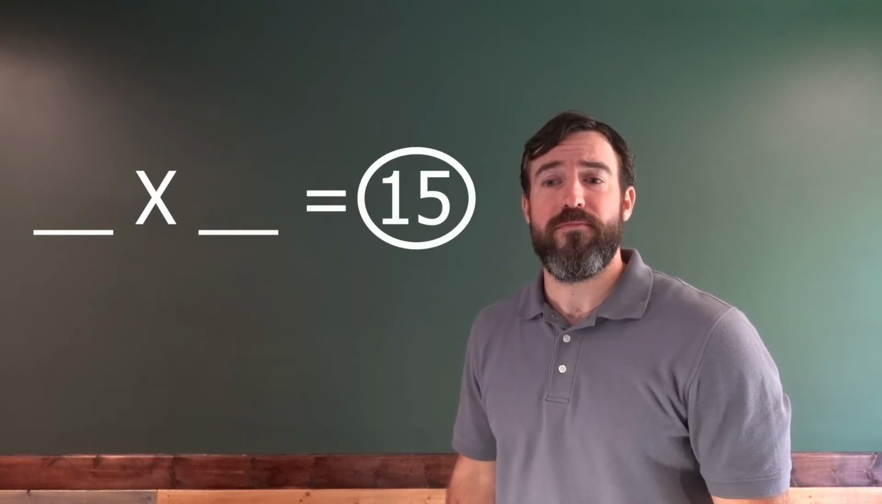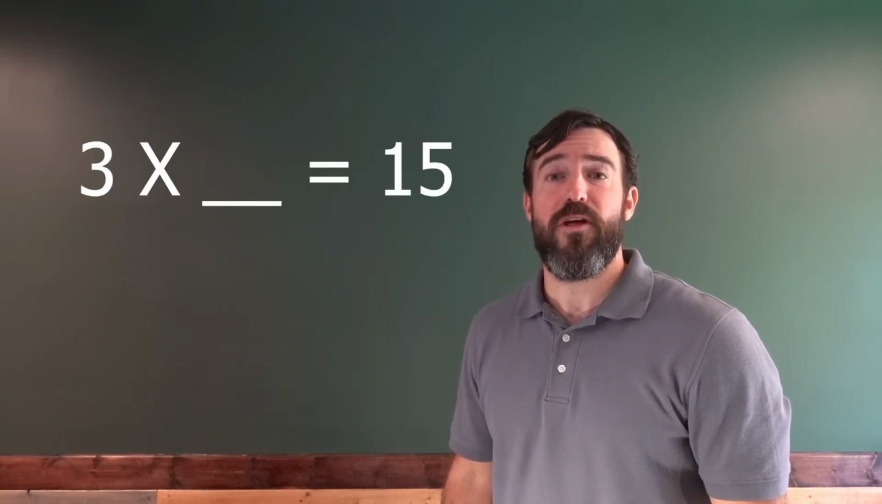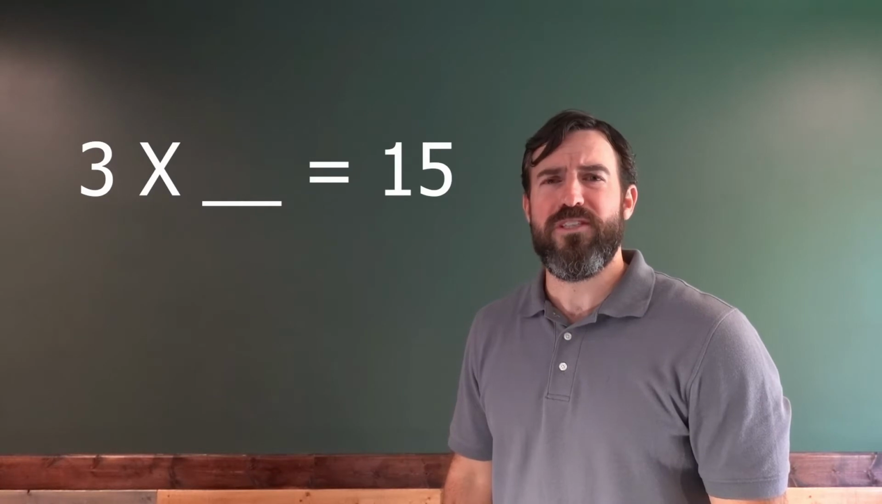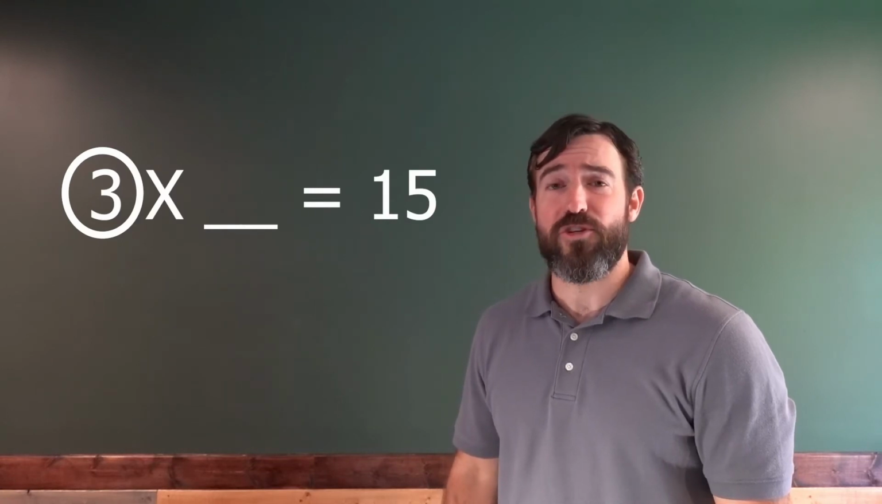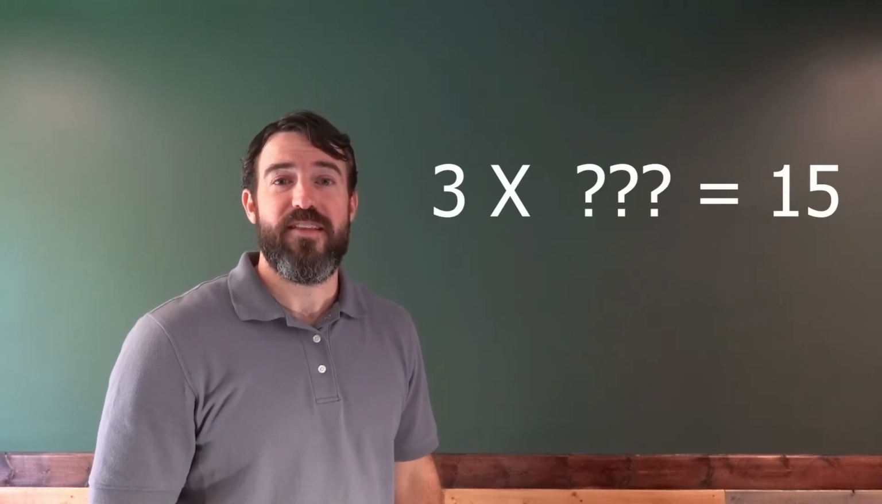In this problem, we start out by knowing the total, which is 15 friends. Let's circle that number. We also know one of the parts, 3 rows. What does the 3 represent? That's right, the number of groups. Let's circle the 3. Now that we know that we're provided with the whole and one of the groups, we can determine what is missing. That's right, we're missing the size of the groups.